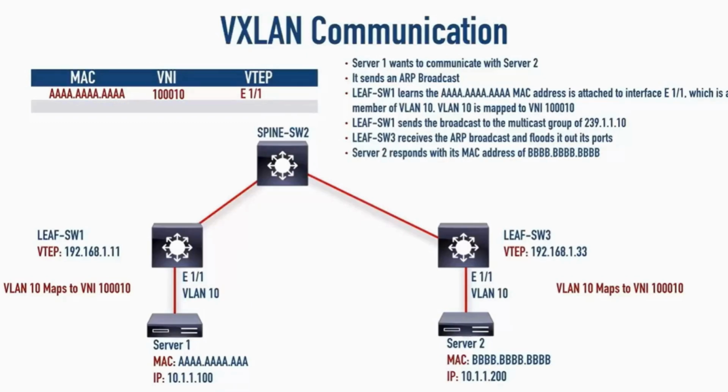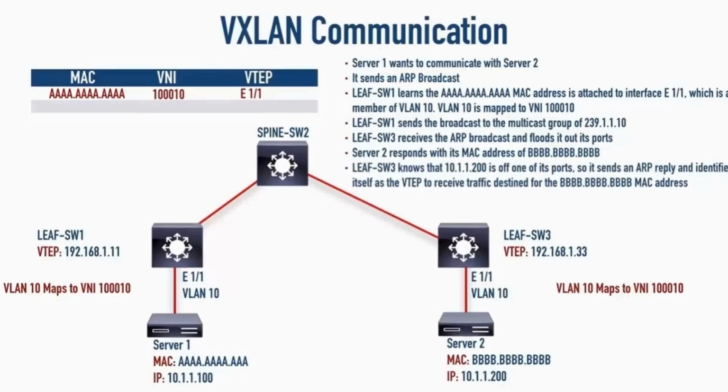Come to 192.168.1.33. That's my VTEP IP address. And it sends that information over to Leaf Switch 1. And Leaf Switch 1 is going to make an entry in its table that says, if I want to get to the all B's MAC address, which lives in VNI 100010, I want to go to a VTEP IP address of 192.168.1.33. And it's going to send the result of the all B's MAC address down to server 1.